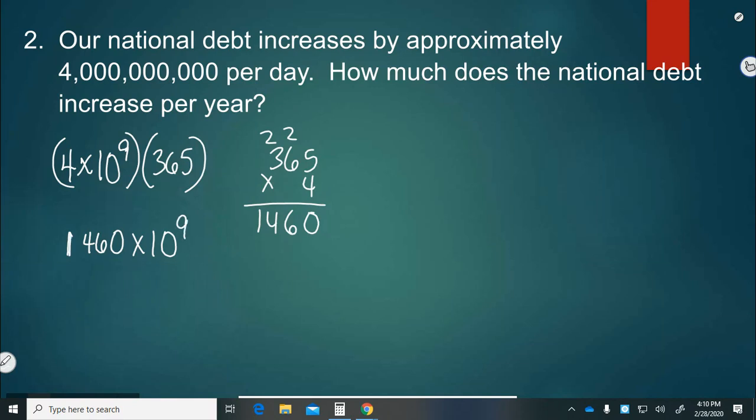Now, this number is too big, so we are going to make it smaller. 1, 2, 3 by 3 places. That's 1.46 times 10, and that means my exponent has to get bigger by 3 places, times 10 to the 12th. So it's 1.46 times 10 to the 12th.